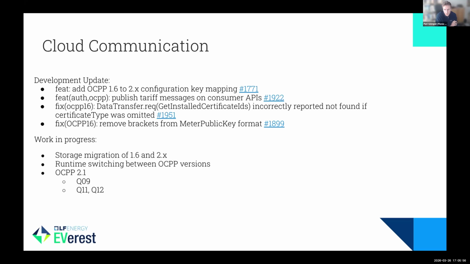We are now publishing tariff messages that we receive via California pricing, also via the consumer APIs. There was one issue that we addressed when certificates were requested by the data transfer mechanism. We were reporting not found if the certificate type was empty, while the specification actually requires to include all the certificates that are installed. And the meter public key format of the configuration key has slightly changed, and that has been added as well.